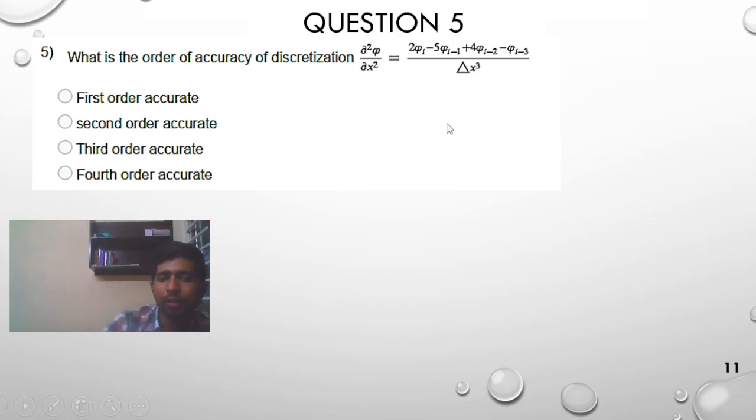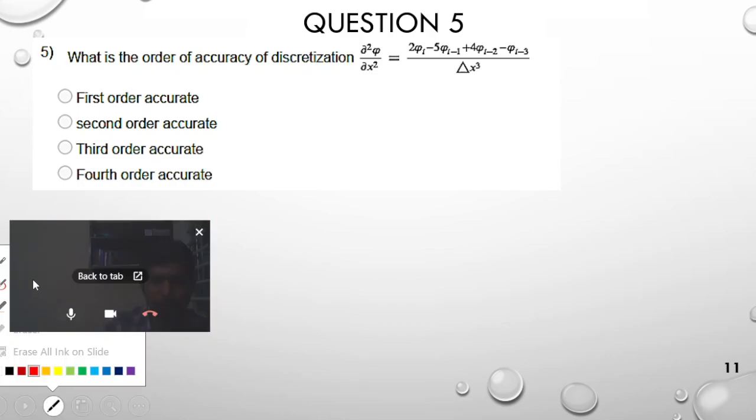Let us not directly jump into the answer. Third order accuracy, Vikas has written. Let us see what comes out. But how do I get this? By looking at the equation it will feel very difficult. How do I get this particular thing?